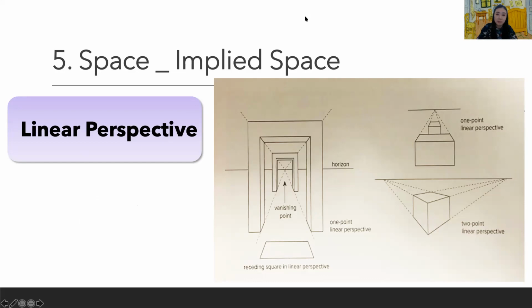Leonardo da Vinci from the Renaissance discovered this technique to show a space on the two-dimensional surface. The left one is one-point linear perspective with the vanishing point at the center of the implied space. And this is a good perspective technique for compacting many objects in a limited space.